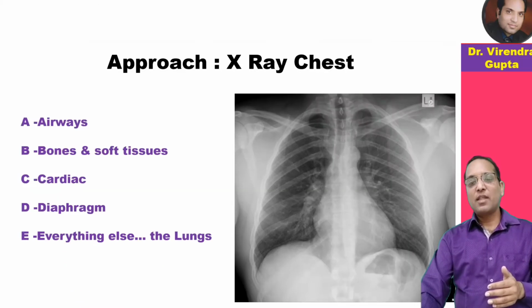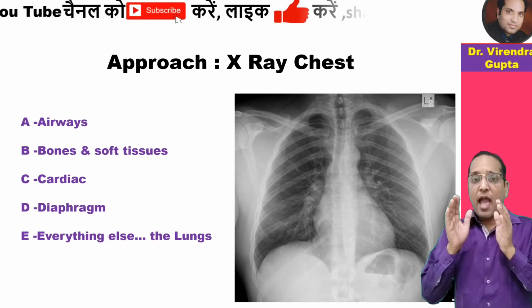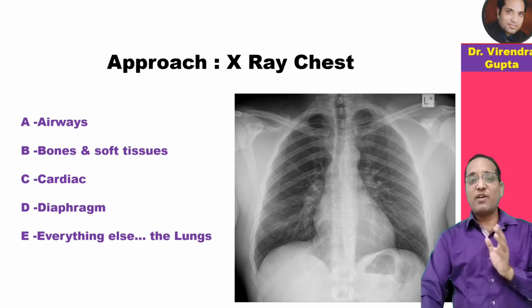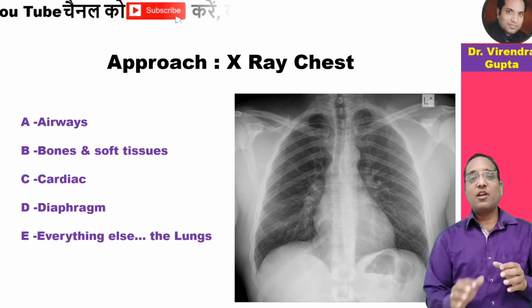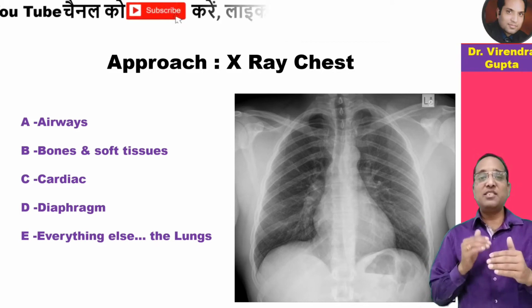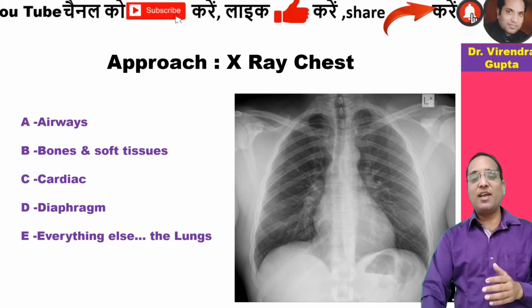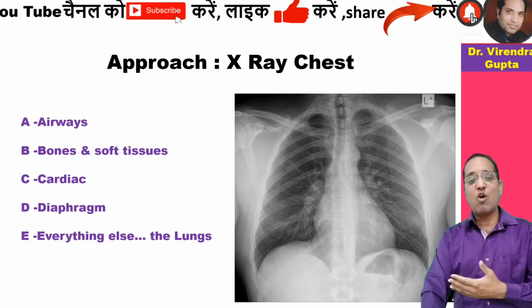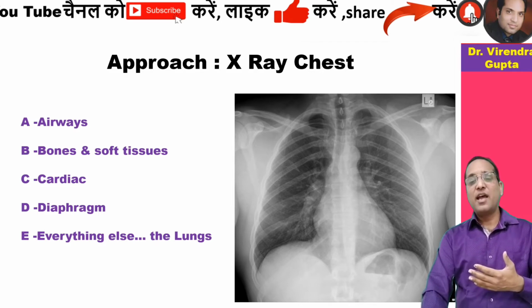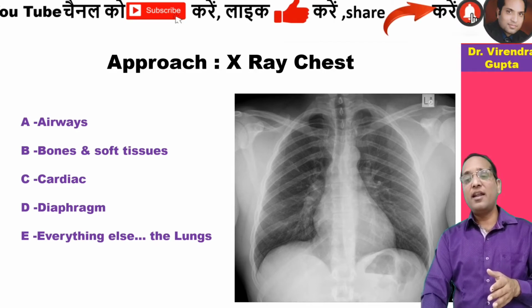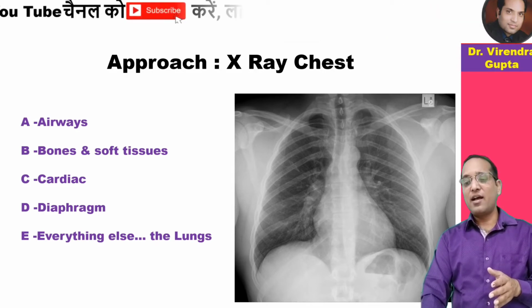So guys, the approach to the X-ray is very important, and the chest X-ray is a very important picture where you can keep the mnemonic ABCDE: A for the airways, B for the bones and soft tissues, C for the cardiac shadow and cardiac silhouette, D for the diaphragms, and E for everything else like lungs, cardiac and trachea, etc.